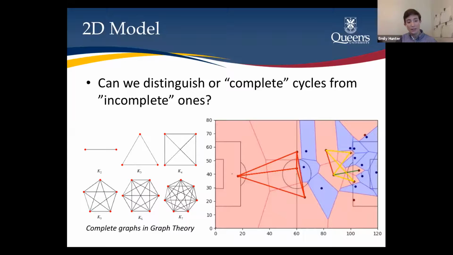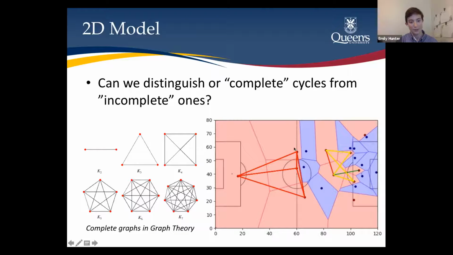But in graph theory, not all cycles are equal. There's this idea of a complete cycle. So if we look over here, some of the complete cycles in graph theory are when every player can pass to every other player, or when every vertex is connected to every other vertex by a single edge. In our models, we've usually found that these cycles contain 3, 4, sometimes 5 players. So we don't get things quite as complex as this.